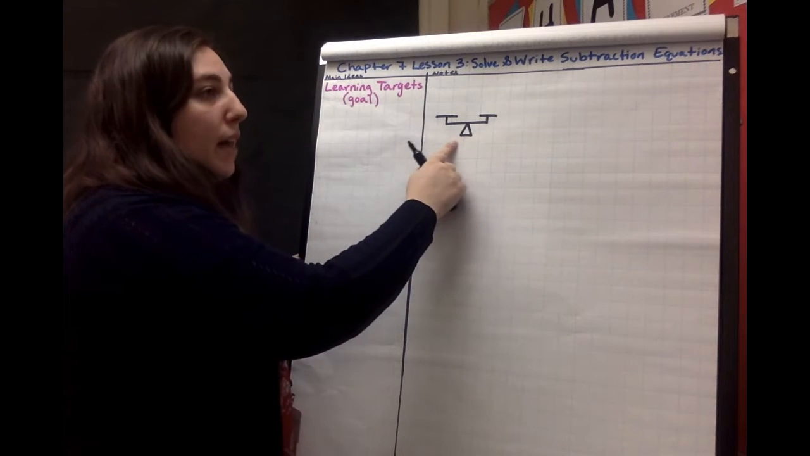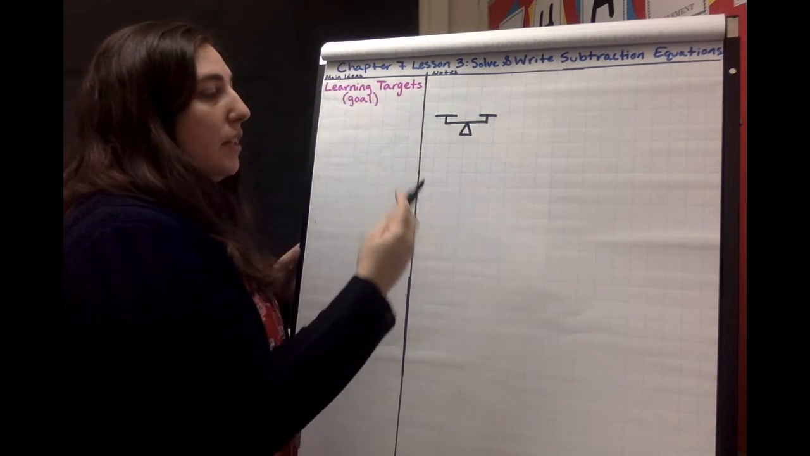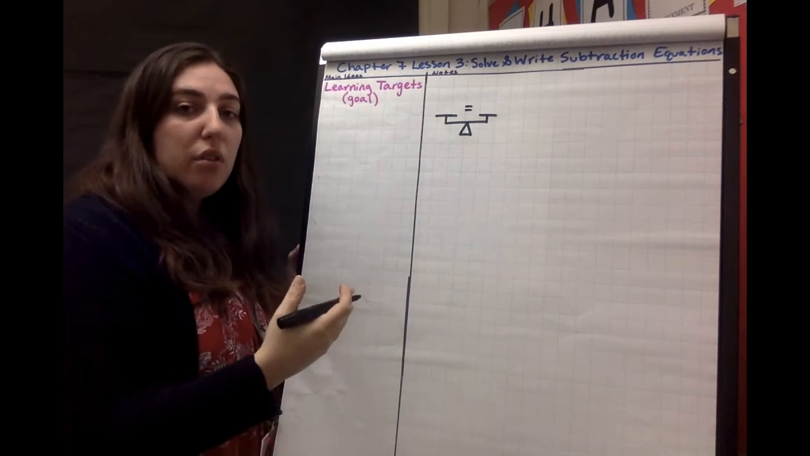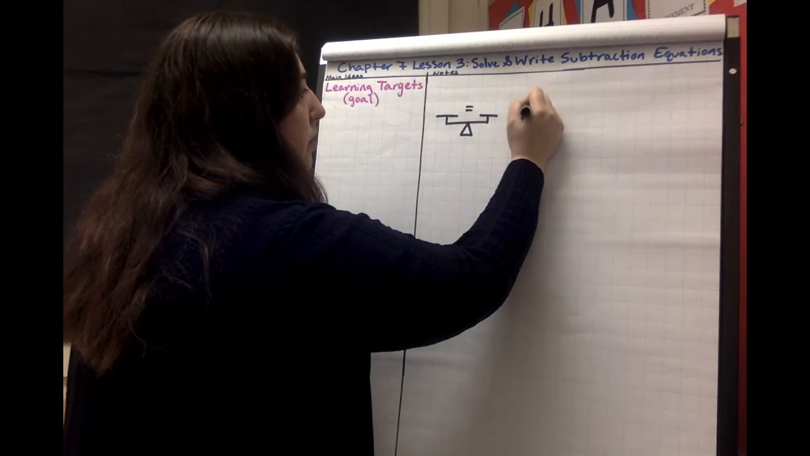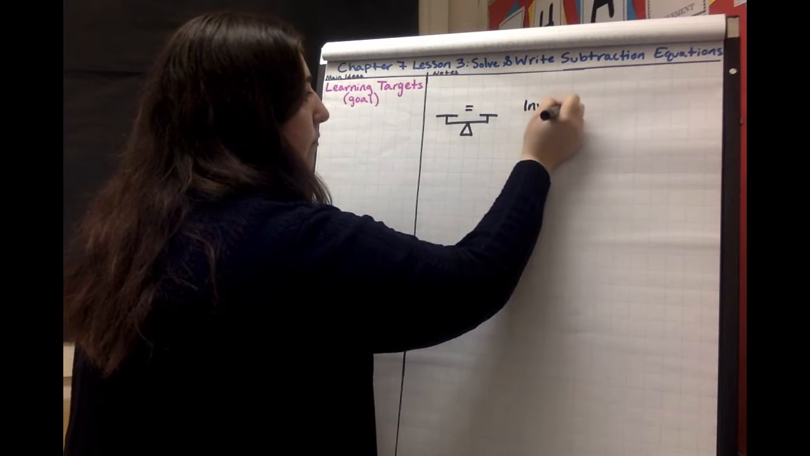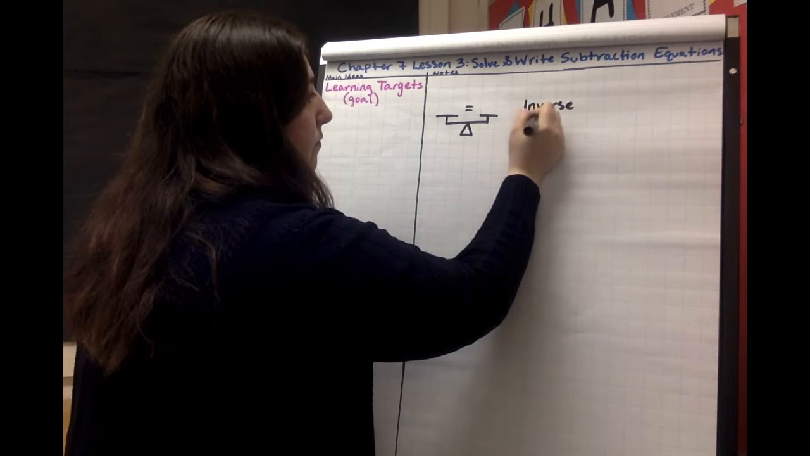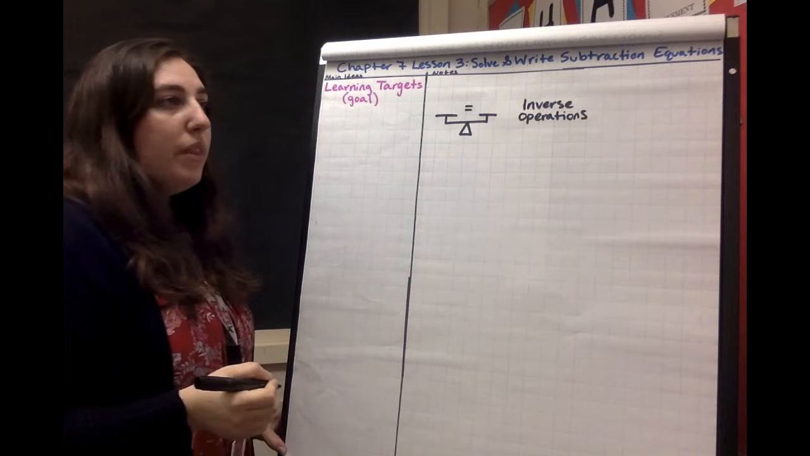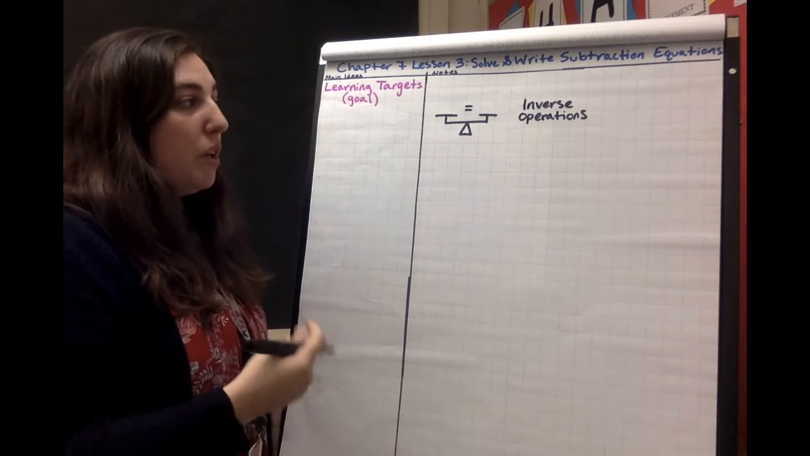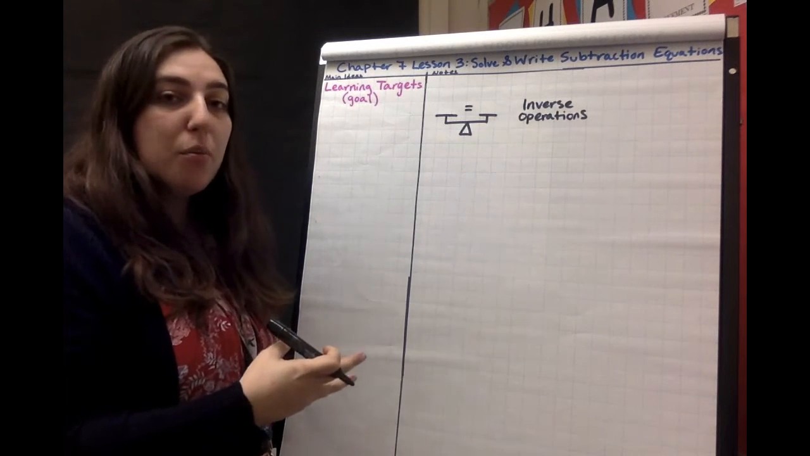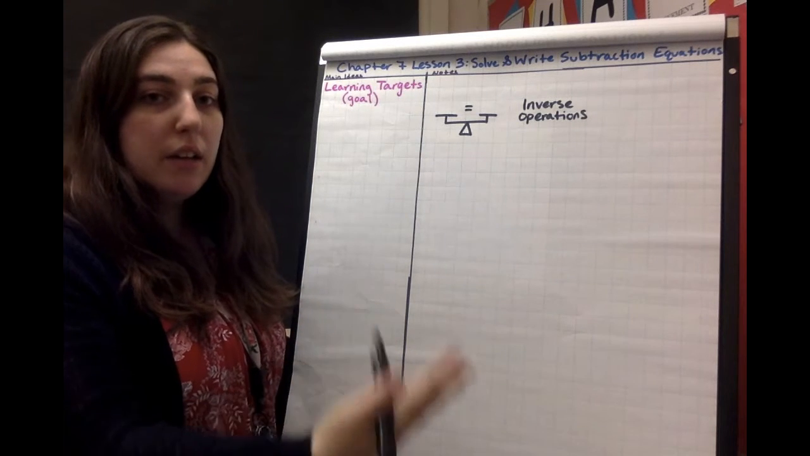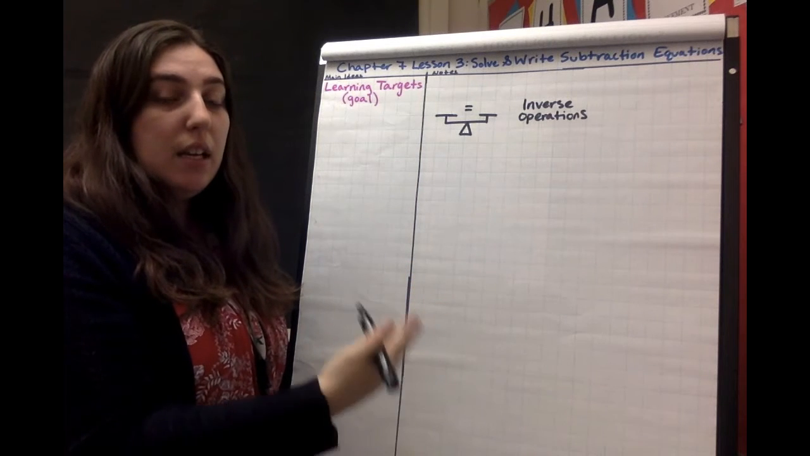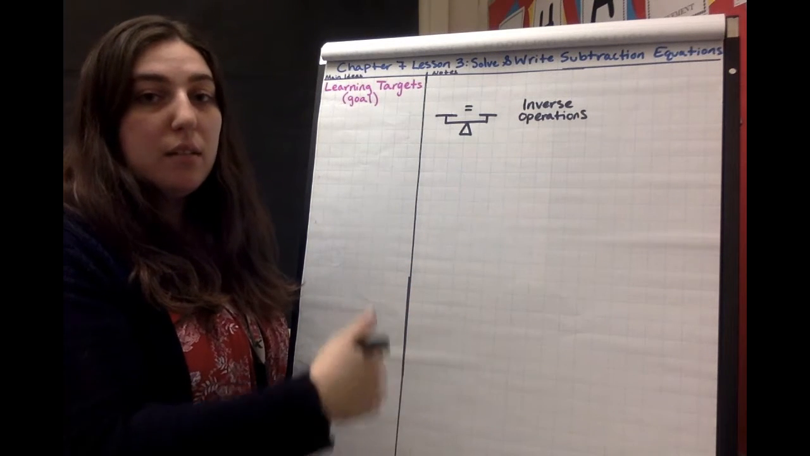Okay, so we have our balance, our scale, and it's balanced. Both sides are equal to each other. And then we also learned about inverse operations. Okay, so with inverse operations, we learned that an inverse operation usually undoes something, right? So like if we are adding, the inverse for addition is subtraction.